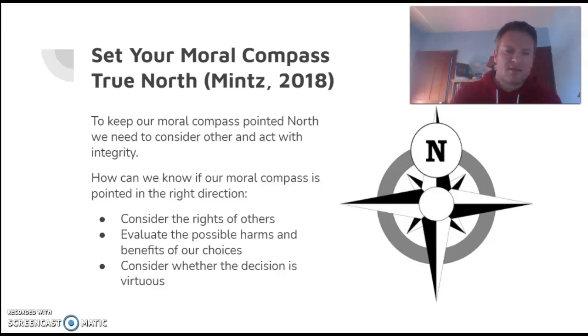Next is a utilitarian way of thinking, where before you make a choice, you want to evaluate all of the possible harm and all the possible benefits that could result from that choice. And then finally, you have to look at virtues, right? So consider whether or not your decision is in line with the universal virtues, such as compassion and courteousness and honesty and things like that.